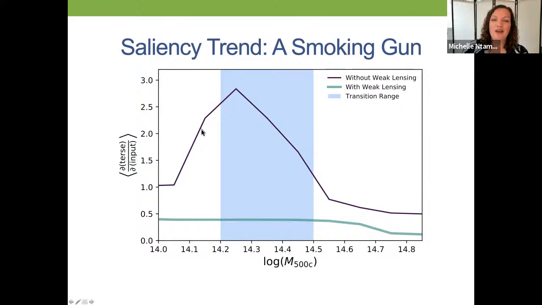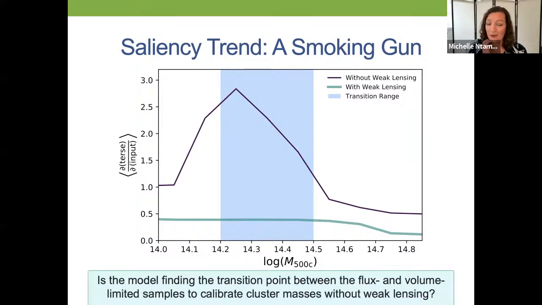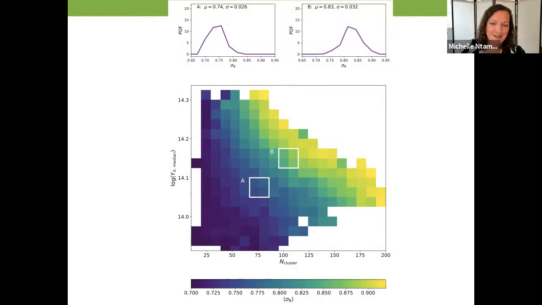For a catalog where we have removed weak lensing, remember weak lensing is that hook for calibrating masses, for removing the bias in masses. In the place where we've removed that information, ML gets really interested in this middle mass range, which not coincidentally corresponds with the transition range where the volume and flux limited samples stitch together. So we can now ask, is the model finding that transition point between the flux and volume limited samples to calibrate the masses without weak lensing? And the answer is a resounding yes.